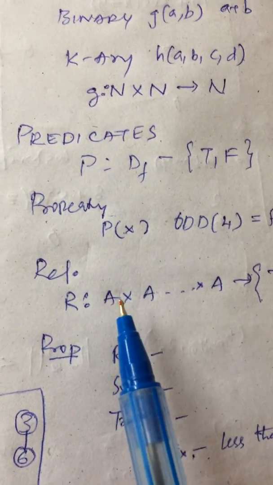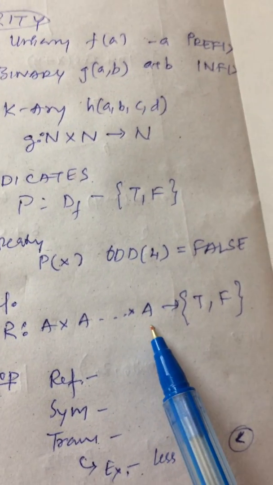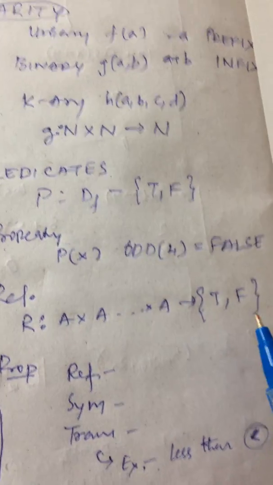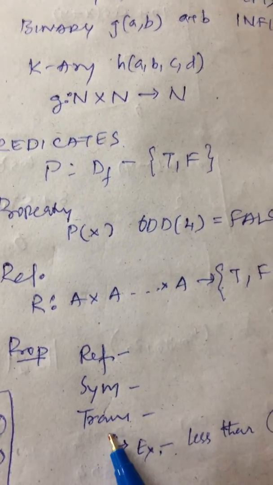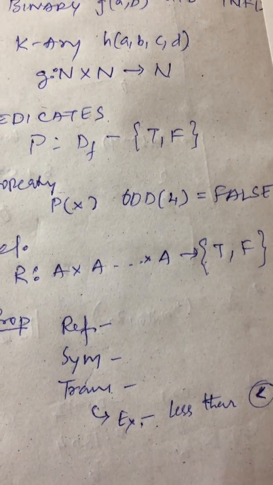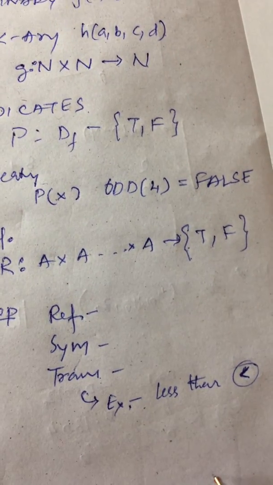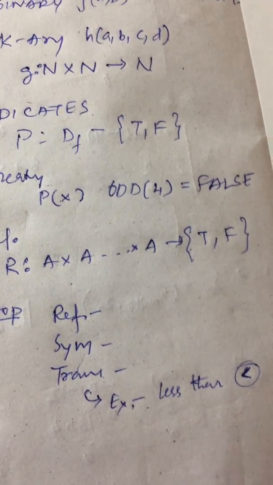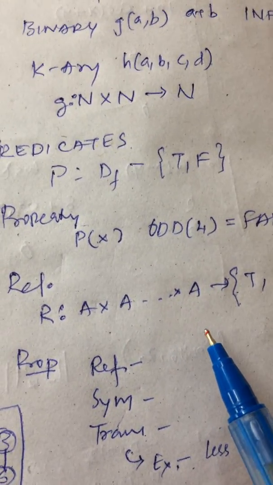Next we have the relations. Relations can be many, A cross N, N cross N relations, and the domain can be anything, but the range is either true or false, or the bools. The properties of relations: it can be a reflexive relation, it can be a symmetric relation, it can be a transitive relation. It can be asymmetric also. So for example, a transitive relation is something like less than. If a is less than b and b is less than c, then you can imply that a is less than c. This is known as a transitive relation, and there are also symmetric relations and reflexive relations.